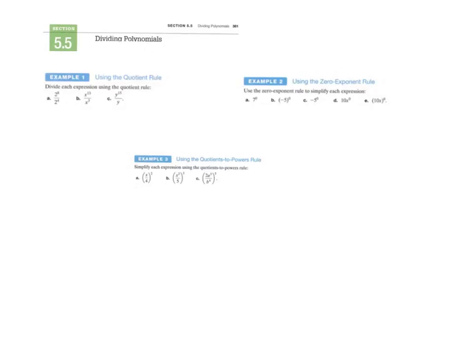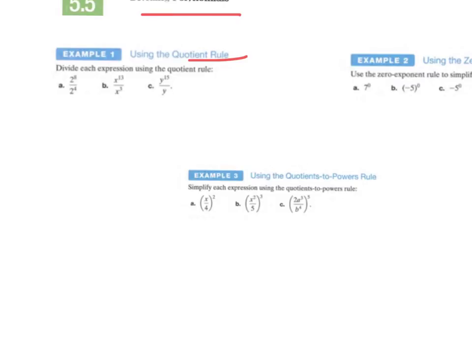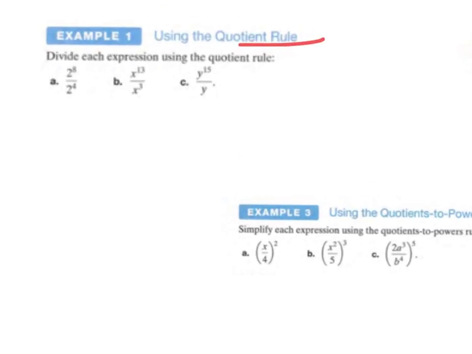Today we're going to divide polynomials, and to divide polynomials we're just going to use what's called the quotient rule, which simply means subtract exponents instead of adding them, like multiplication. So if I have 2 to the 8th over 2 to the 4th, I'm going to subtract the exponents, so I'm going to get 2 to the 4th, which, because these are numbers, I can actually get my answer, which is 16.